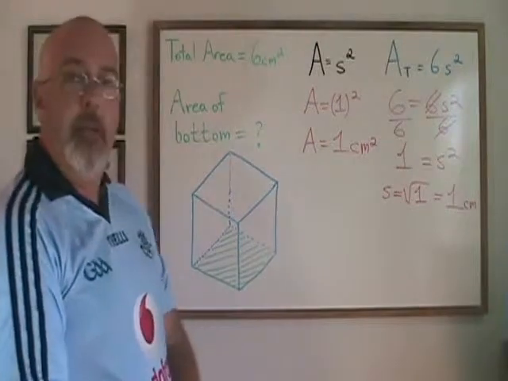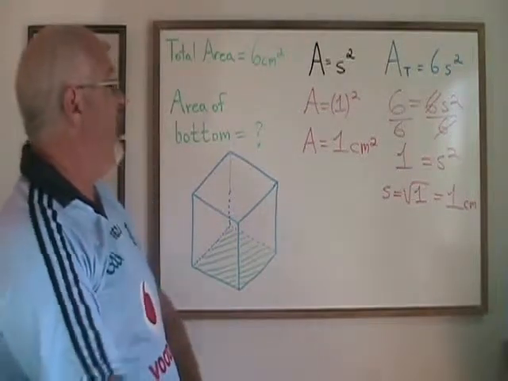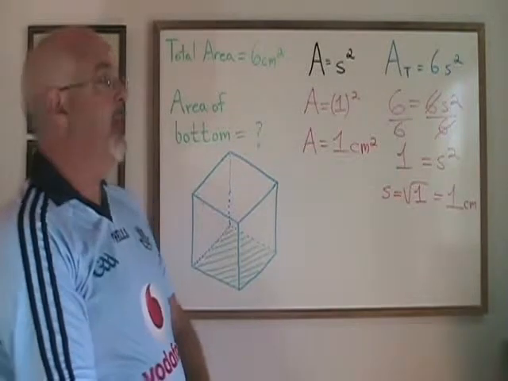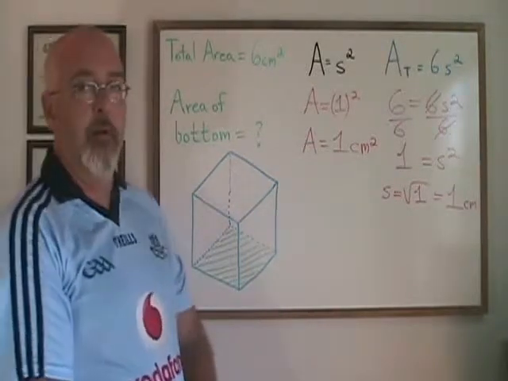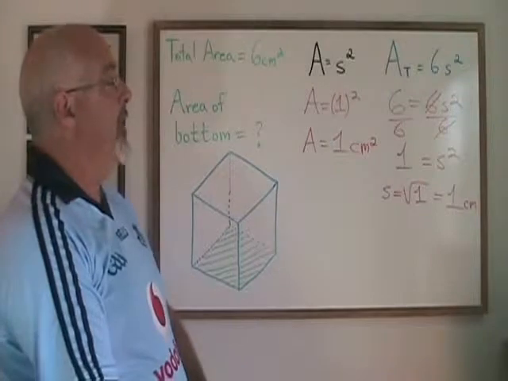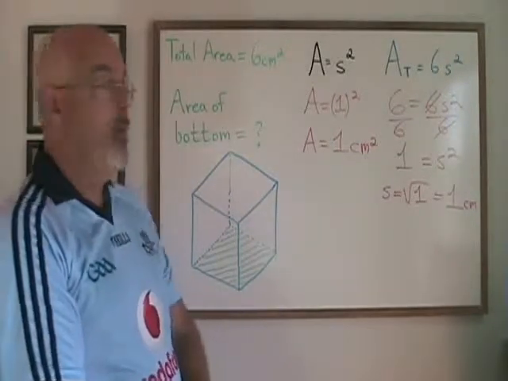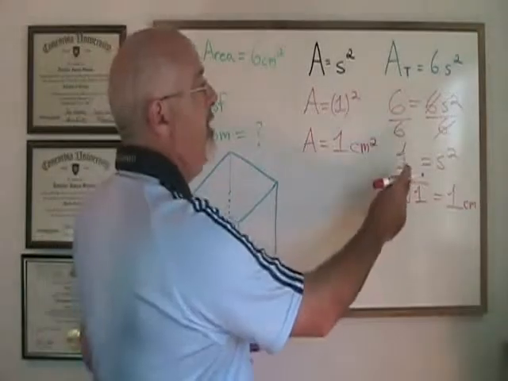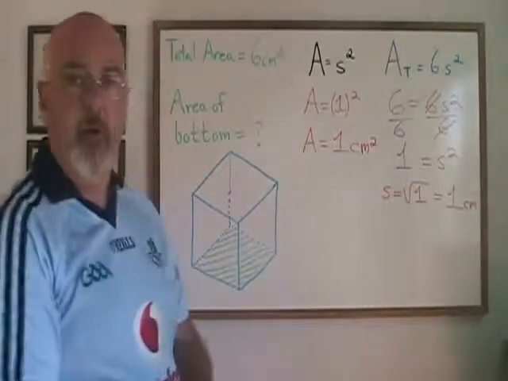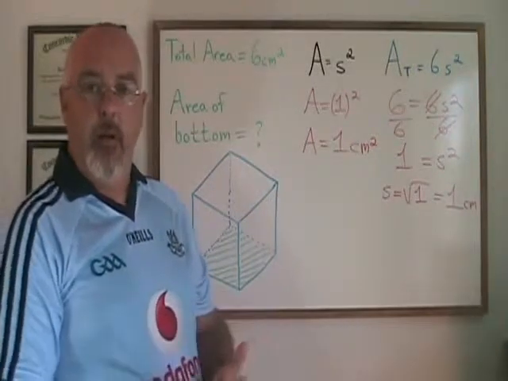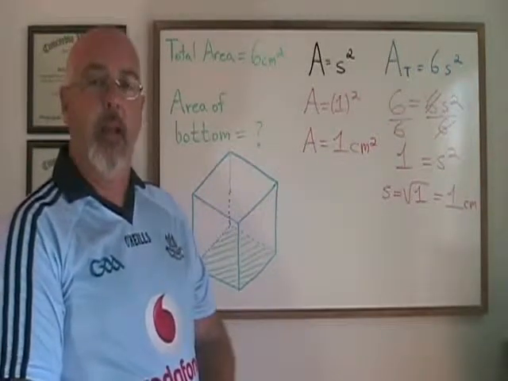So one thing that makes this question a little bit tricky is that we're being asked for the area of the bottom, but not given the side length. We have to find the side length by using the total area formula. And the other thing that makes it tricky is that because the side length was 1, we end up with this situation where we have 1 squared and the square root of 1. The answer 1 keeps coming back. If we're not confident, this can fool us into thinking that we're doing it wrong.